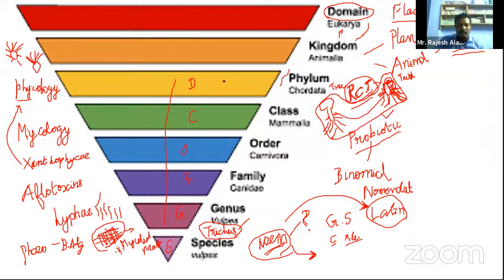Phylum is otherwise called division. This question was once asked. Division is nothing but phylum. And the next ones are class, order, family, genus, and species. I don't know the species of the particular organism, but I can tell whether it is a plant or animal. At least I can fill in the kingdom part. Right, sir? So again, these are the minute details about the organisms.